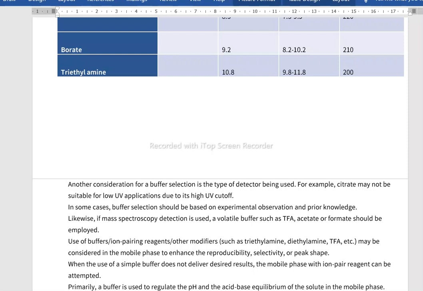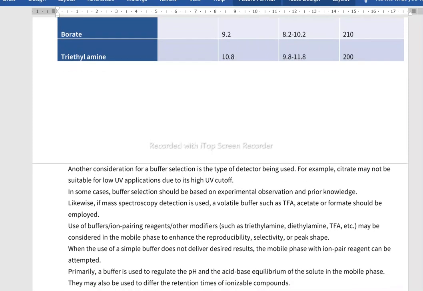If you choose a citrate buffer at a low UV cutoff, it will produce a lot of noise and ghost peaks during the sample run. In some cases, buffer selection should be based on experimental observation and prior knowledge. Likewise, if mass spectroscopy detection is used, a volatile buffer such as TFA, acetate, and formate should be employed.